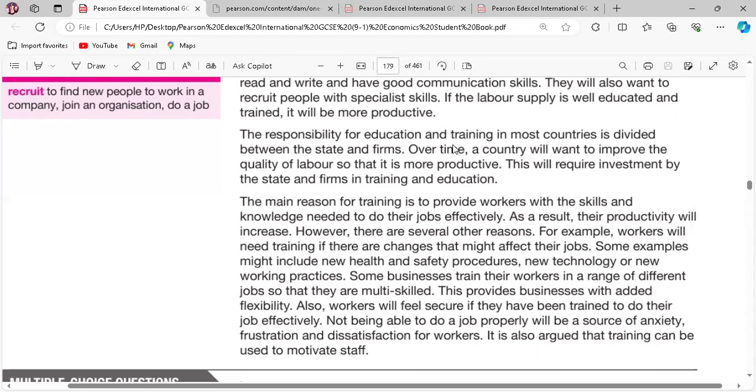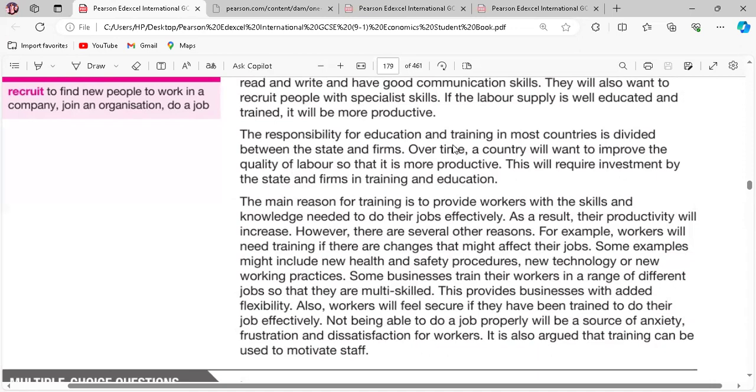However, there are several other reasons. For example, workers will need training if there are changes that might affect their jobs. Some examples might include new health and safety procedures, new technology, or new working practices. So businesses train their workers in a range of different jobs so that they are multi-skilled. This provides businesses with added flexibility. Also, workers will feel secure if they have been trained to do their job effectively. Not being able to do a job properly would be a source of anxiety, frustration, and dissatisfaction for workers. It's also argued that training can be used to motivate staff.